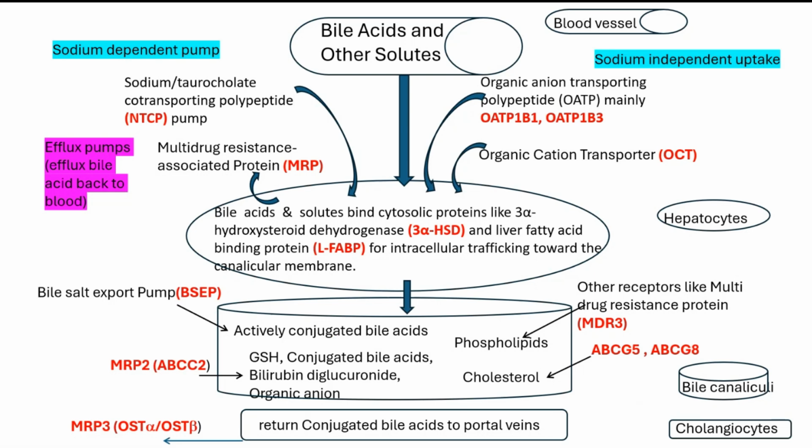When the canaliculi merge and go into the bile duct, the cholangiocytes also return some of the conjugated bile acids to the portal vein. Some shunt keeps happening there. So this is, in a nutshell, how the bile is formed.